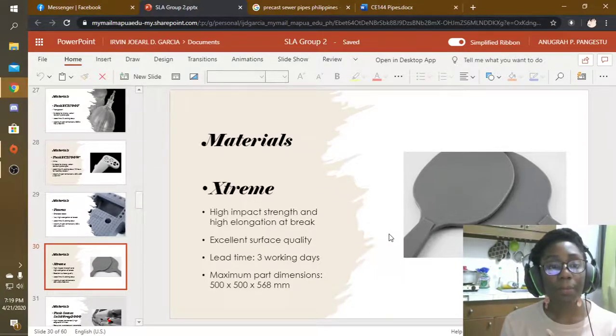Okay, so Supreme has a high impact strength and high elongation at break. It has an excellent surface quality. So that means you wouldn't have any problems with flyaways or bristles everywhere, and maybe it's rough. It comes out smooth, which is a very great advantage for this material, and overall an excellent quality.